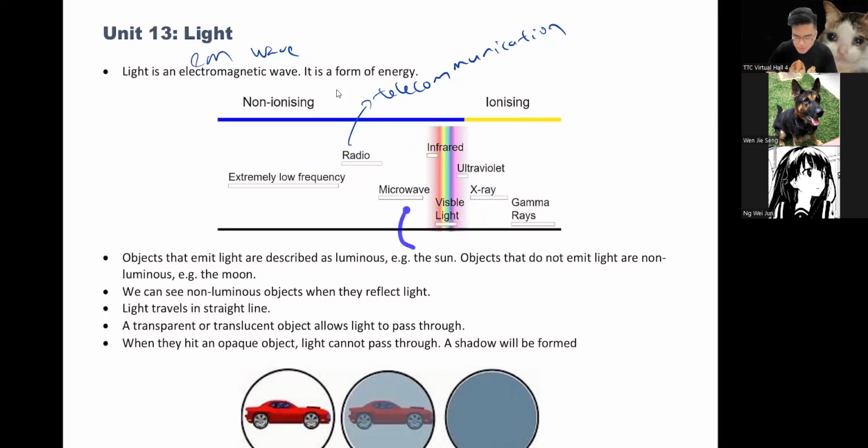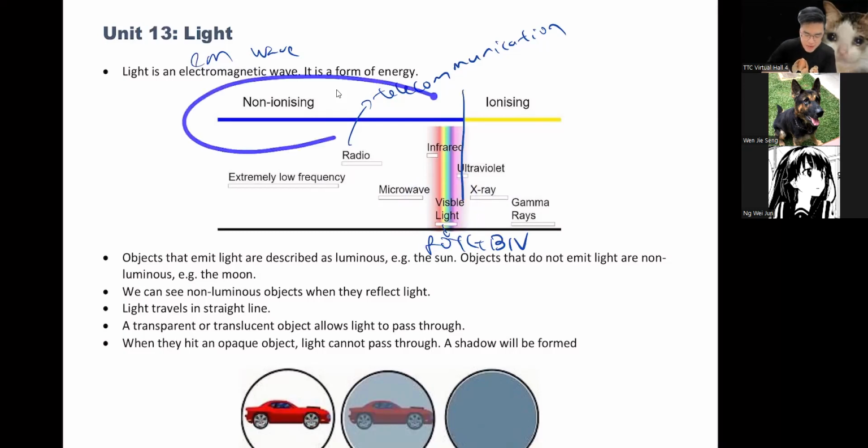All right, if you still remember, your visible light has 7 colors. This is the basis of the rainbow. Red, orange, yellow, green, blue, indigo, violet. That's your visible light. And then of course, guys, can you see there's a line here? This part is blue, this part is yellow. What does non-ionizing mean? Non-ionizing means they are not dangerous. So far, these 4 types of radiation we are learning are non-ionizing.